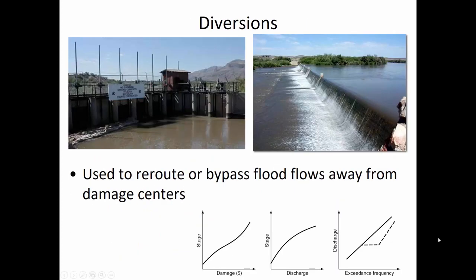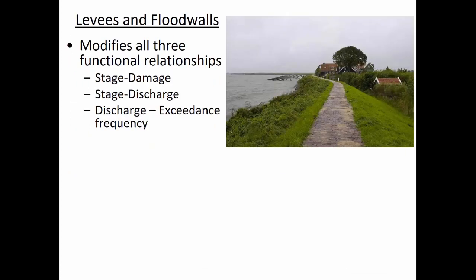Okay, so like the diversion, how does it change the storm size versus damage relationship? Well, it doesn't change how much value is at what depth. It doesn't change the performance of the main channel. What it's doing is changing how much water gets into the main channel. And so it's changing the Q versus storm size relationship. Levees and flood walls are different because they affect all 3 of those curves.